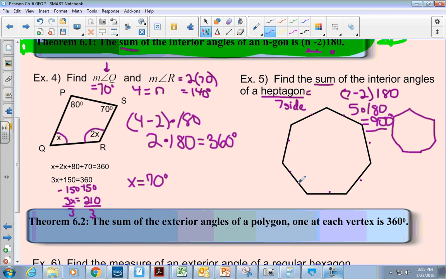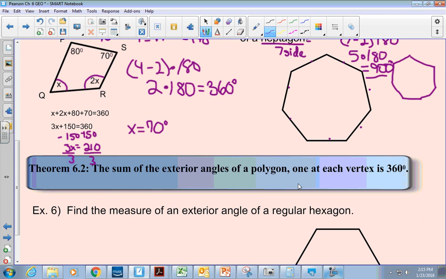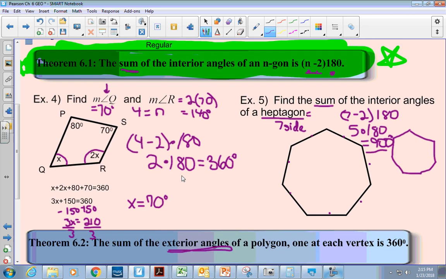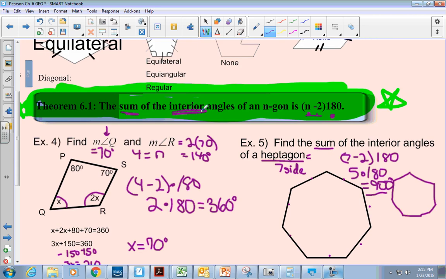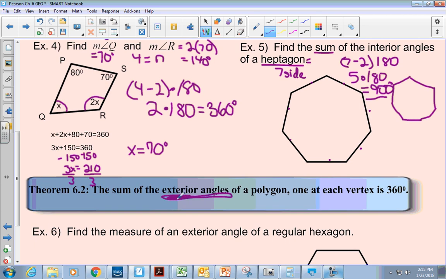And the more sides you get, the fatter your angles get and the bigger your sum is. Just gets super fat. More sides, more exploding. Now here's the fun part. When you're asking for exterior angles, so note the difference. This is interior. This one's exterior.